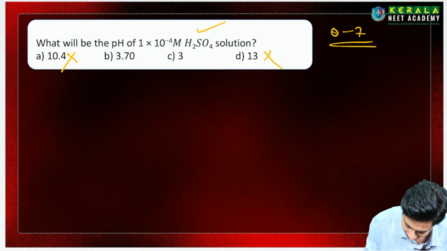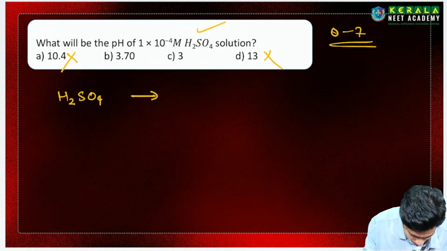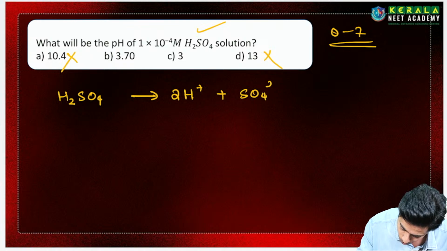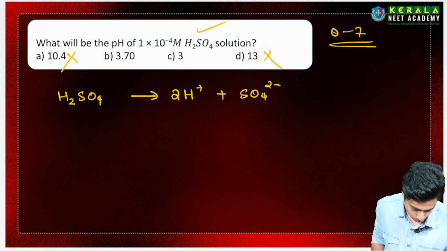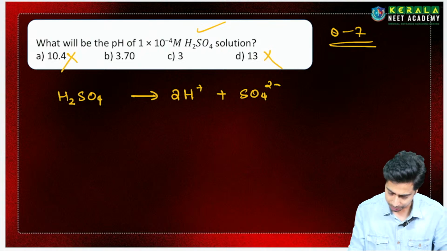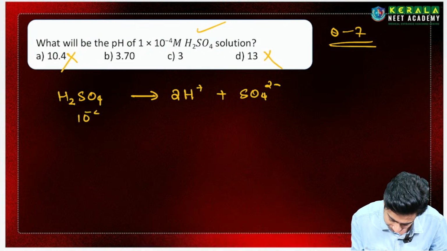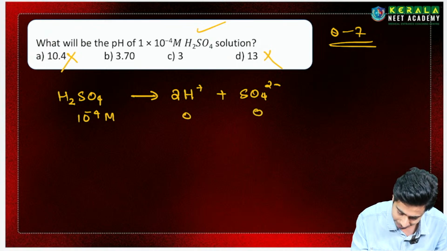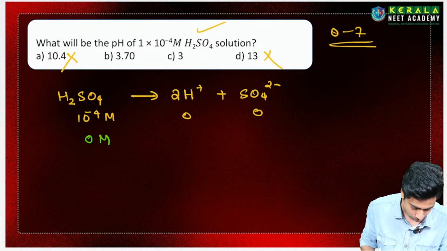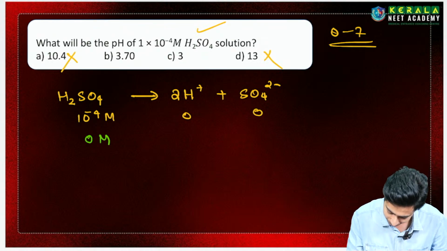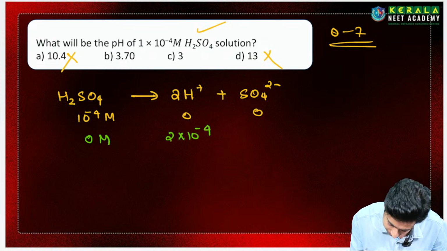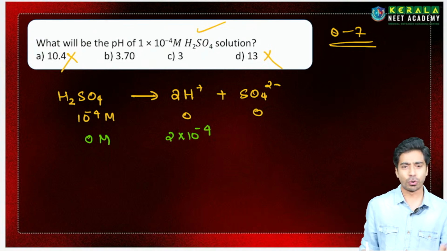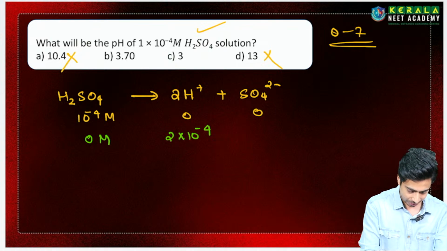Now listen here, sulfuric acid H2SO4 gives 2H plus and 1 SO4 2 minus. Here we know that the concentration is 10 raised to minus 4 molar before dissociation. After dissociation, H plus will be 2 into 10 raised to minus 4, and SO4 2 minus will be 10 raised to minus 4.